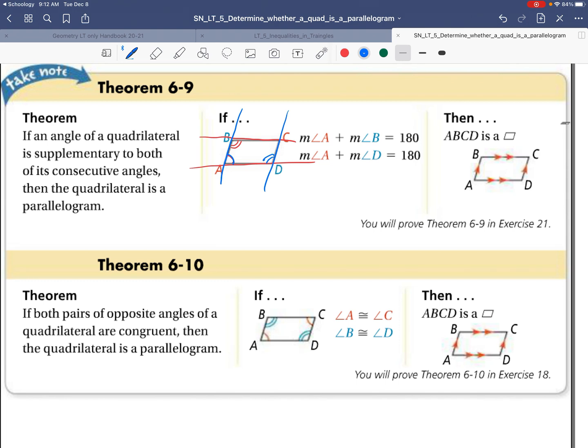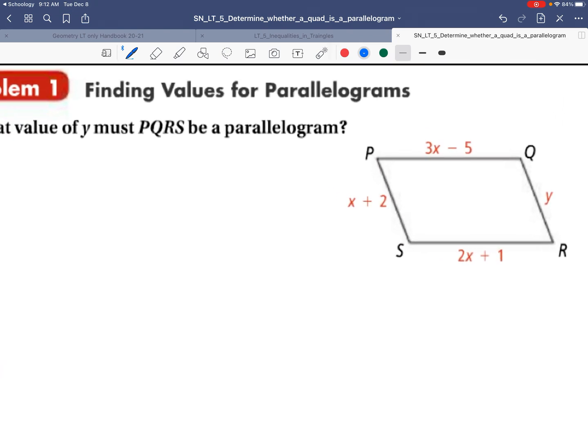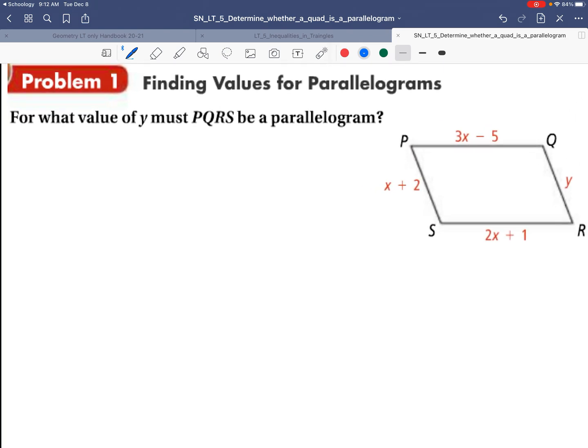If both pairs of opposite angles of a quadrilateral are congruent, then the quadrilateral is a parallelogram. So if we have these opposite angles congruent, we know we've got a parallelogram. And these are all properties of a quadrilateral that give us a parallelogram.